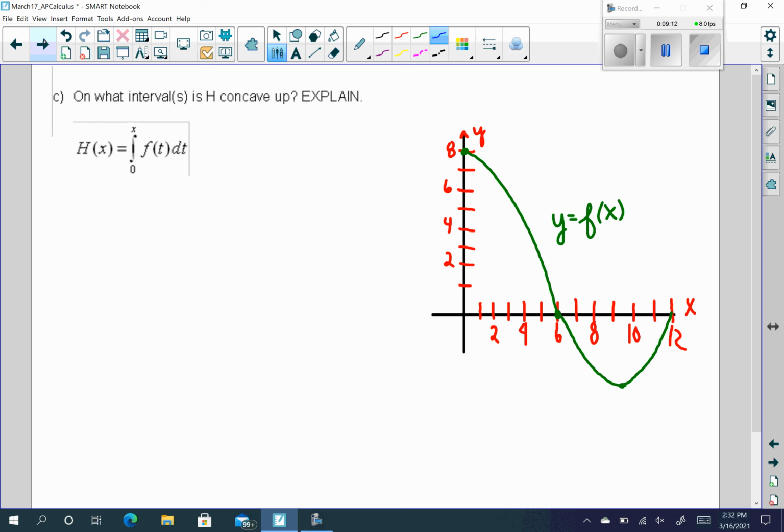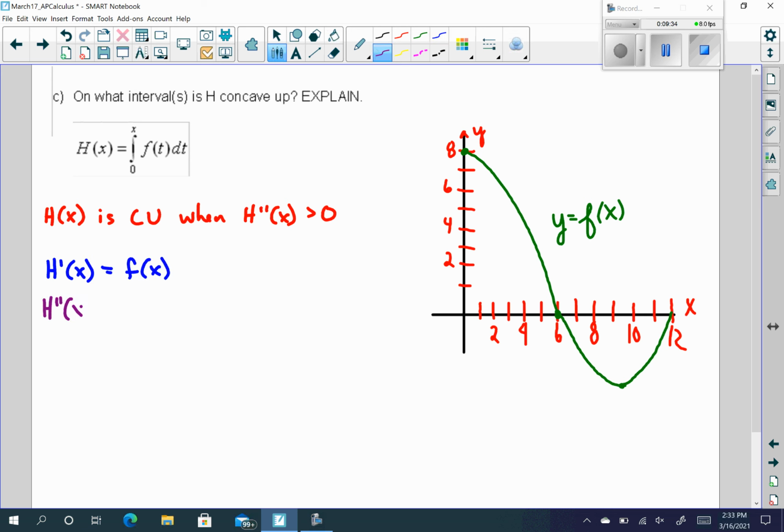All right, C, on what interval or intervals is h concave up? Explain. So we know h of x is concave up when our second derivative is positive. So if we go back and we know h prime of x is equal to f of x, that means h double prime of x would equal f prime of x. So a nice little connection there. So we are looking to see when f prime of x is greater than 0.